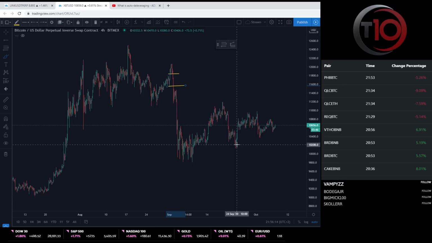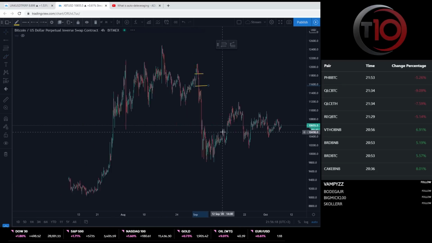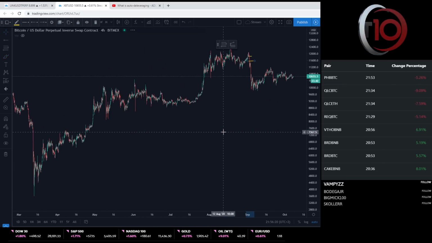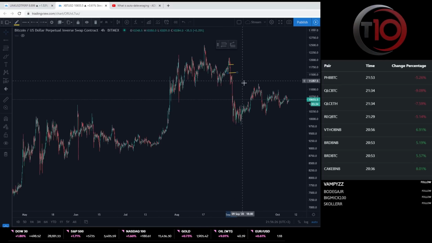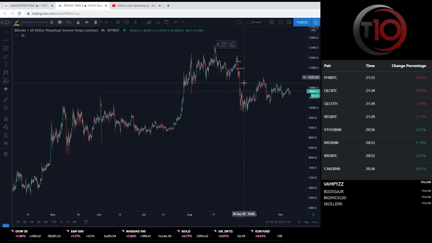It's very good to be hedged now, because we really don't know what's going to happen. It's looking decent for long still, but also for shorts. So just have to wait.